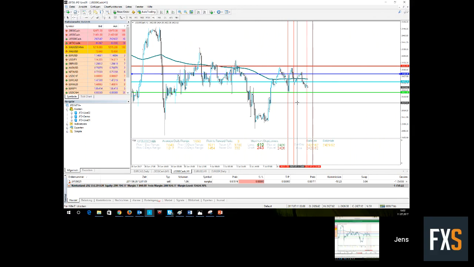Next week on Tuesday, we'll have a deeper look at the statistics of this strategy I just presented to you, the open range breakout.